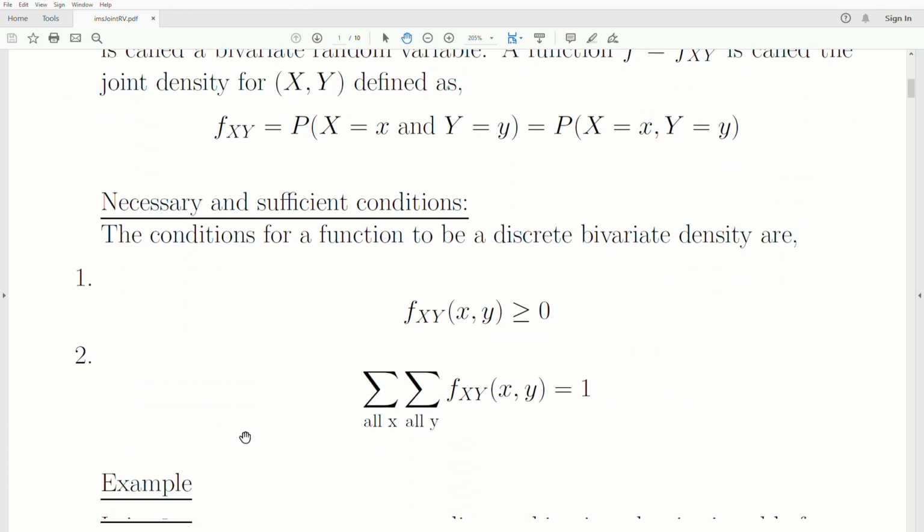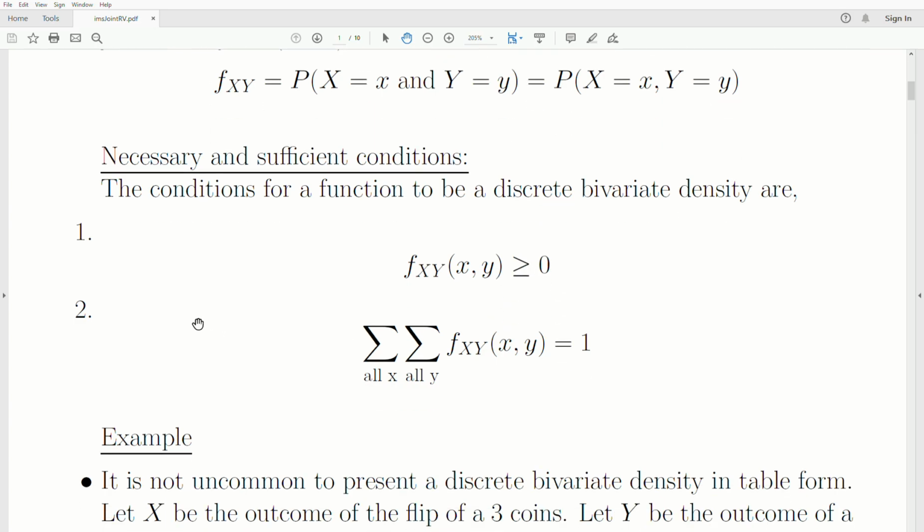Now, necessary and sufficient conditions for a function to be a discrete bivariate density are this: that for every possible x and y value, f returns a value of 0 or more, so non-negative. Also, that when it's summed over all x and all y, it equals 1.